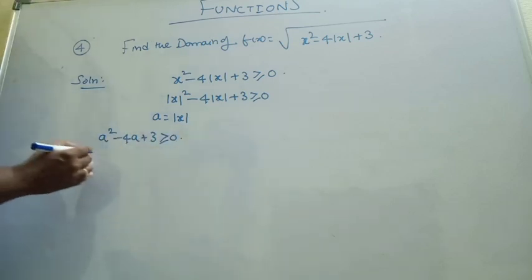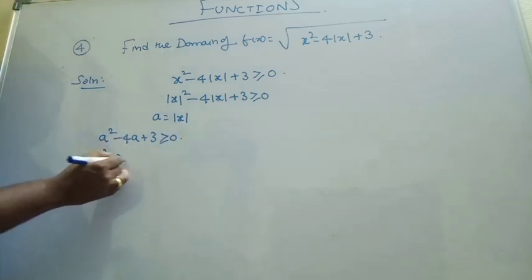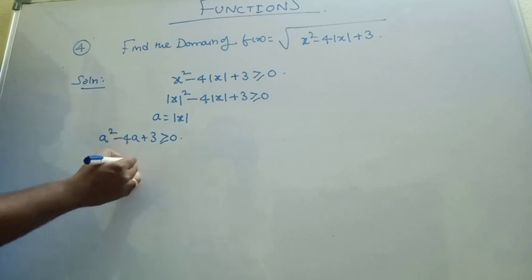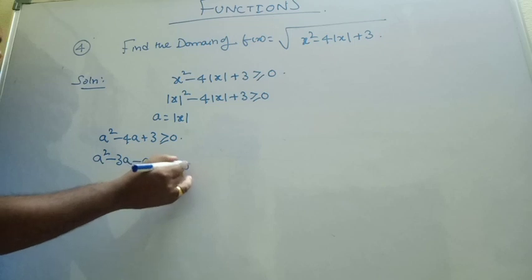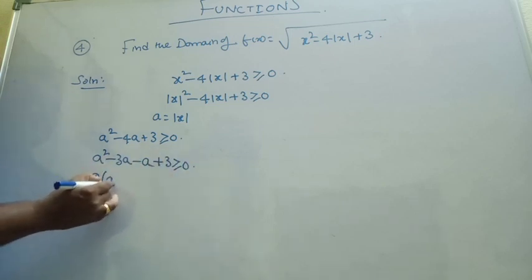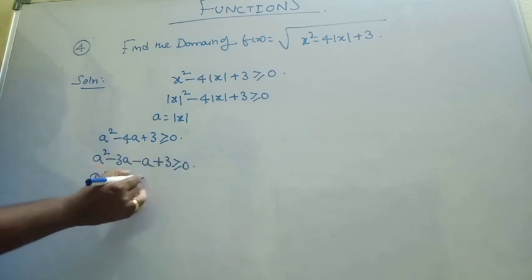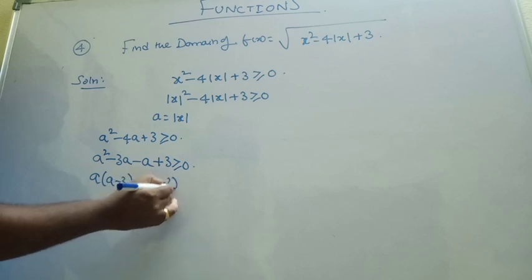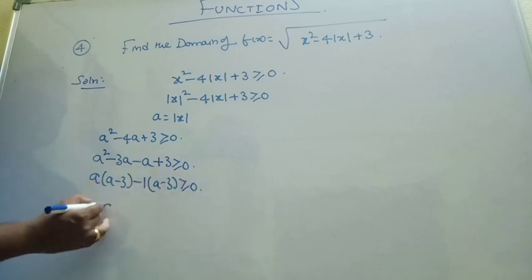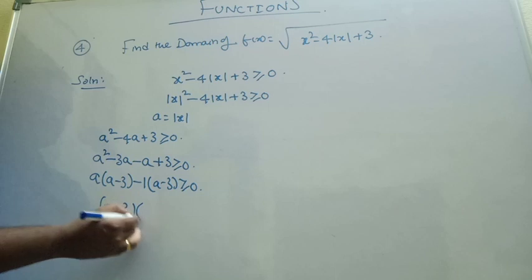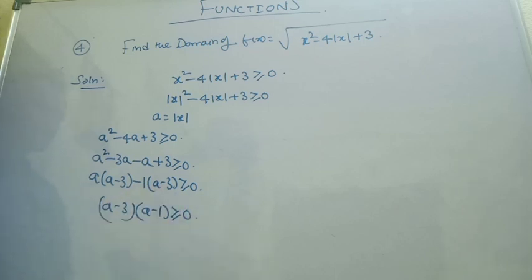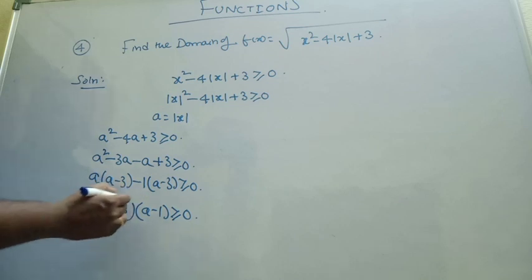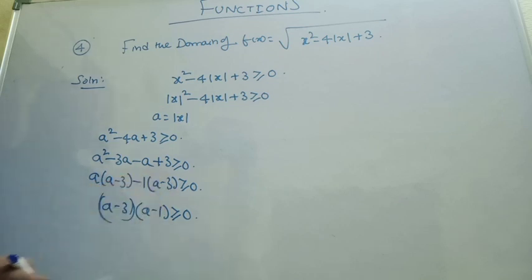Now this is a square minus 3a minus a plus 3, greater than or equal to 0. If you take a common, a into a minus 3, minus 1 into a minus 3, we take a minus 3 common. Now a minus 3 into a minus 1 is greater than or equal to 0, like this.